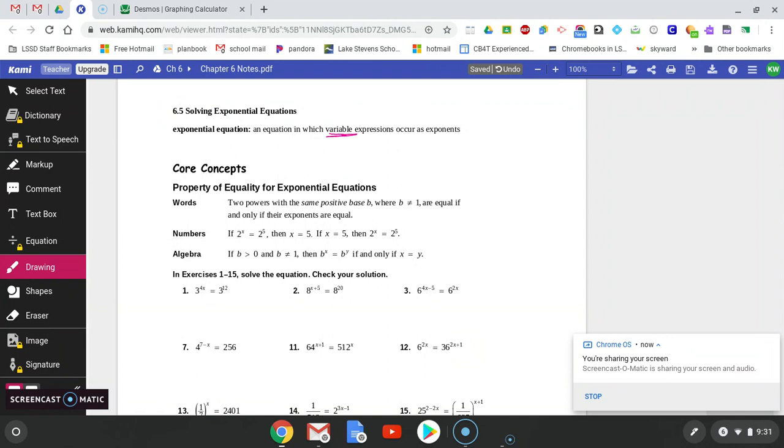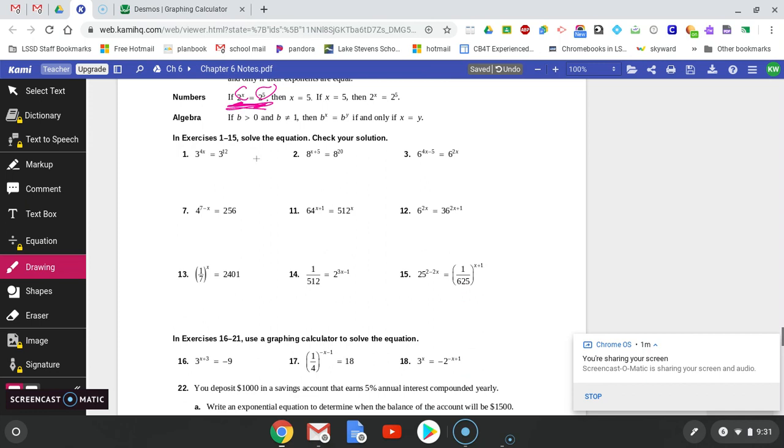So, how do we solve them? If they have the same base and they're equal to each other, so these both have a base of 2, then that means that their exponents have to be equal to each other. So if we can get it so they have the same base, then all we have to do is set the exponents equal to each other, and then we're able to solve it. So let's take a look at some examples.